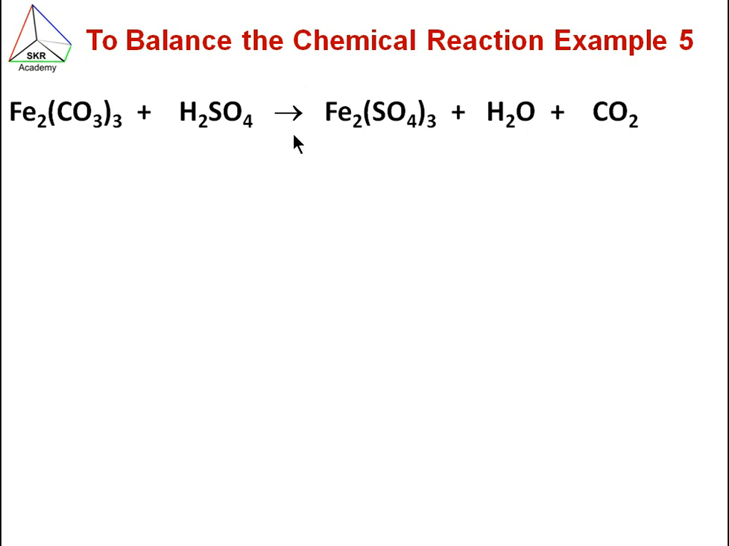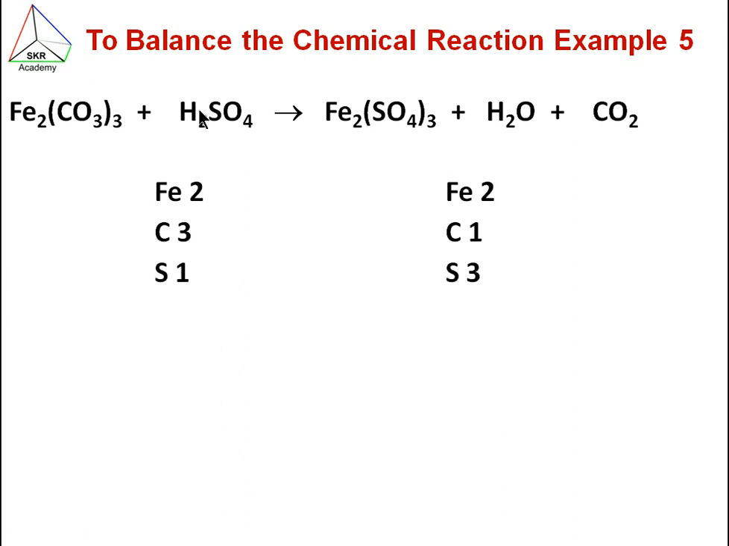So let's see how many of each atom are on the left-hand side and right-hand side. The number of iron atoms is 2 on the left-hand side and 2 on the right-hand side, so both are the same. There are 3 carbons on the left-hand side. You can see this carbonate group has parentheses and then subscript 3, so it means there are 3 carbonate groups. So 3 carbonate means there are 3 carbon atoms, and on the right-hand side there is only 1 carbon.